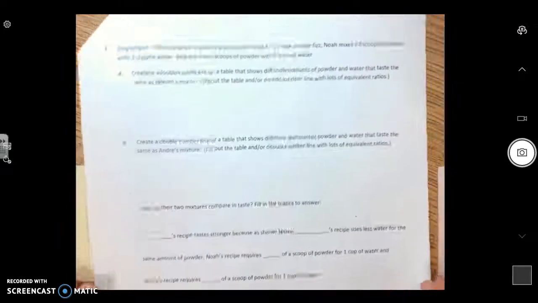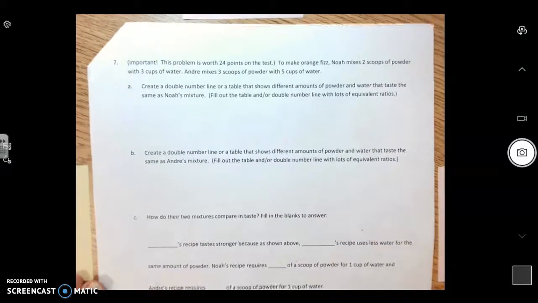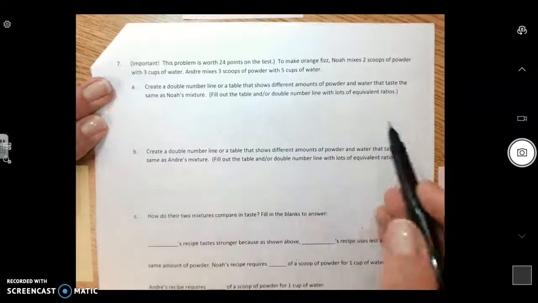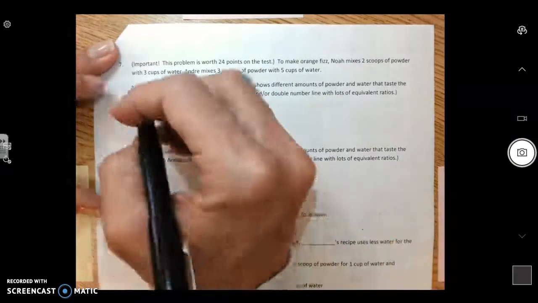Let's look at problem number 7. And problem number 7, again, is important. It's going to be a lot on the test, 24 points on the test. To make orange fizz, Noah mixed 2 scoops of powder with 3 cups of water. Andre mixes 3 scoops of powder with 5 cups of water. We're going to create a double number line or a table that shows different amounts of powder and water that taste the same as Noah's mixture. It says fill out the table number line with lots of equivalent ratios. So let's look at Noah.